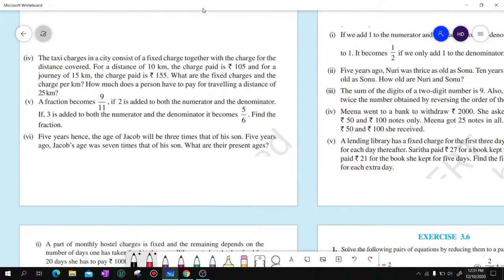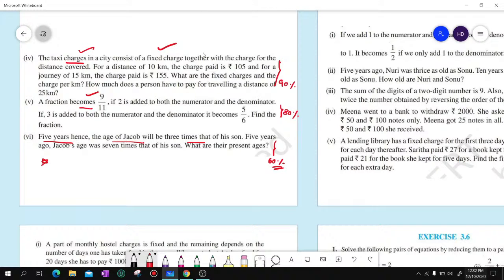Again, the taxi question is one of the favorite questions for the question paper setter, and so is the fraction question. I don't think the Jacob question will be asked, but the fraction question is definitely important. The chance of the taxi question is 90%. The fraction becomes 9 by 11 question is also very important, with an 80% chance. The 5 years hence, age of Jacob will be 3 times question has about 60% probability. Out of these 3 questions, the taxi problem is the most likely to be asked, because it is one of the favorite problems for the question paper setter.